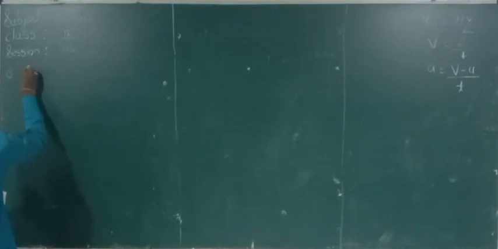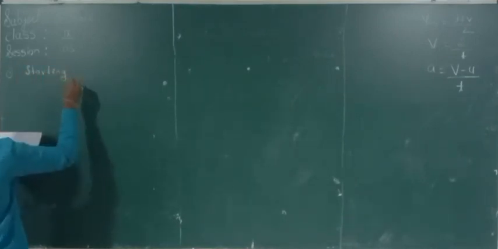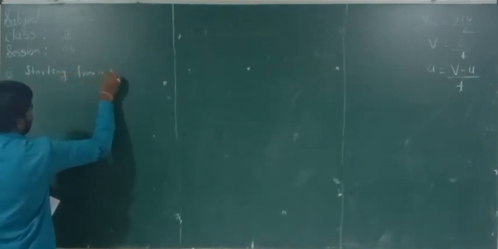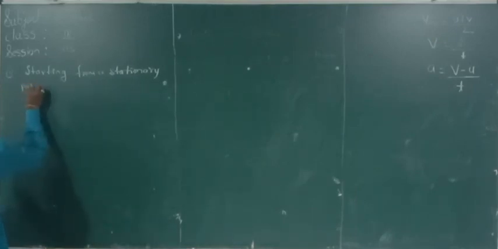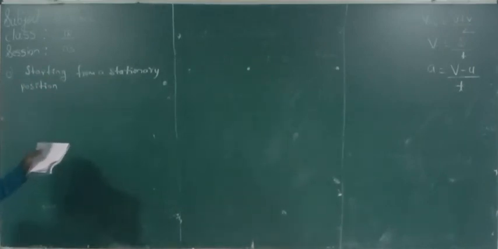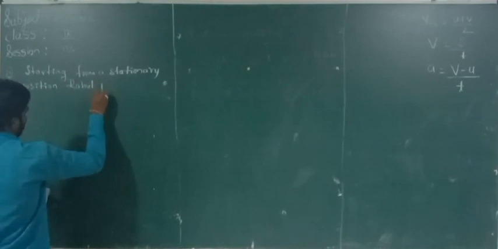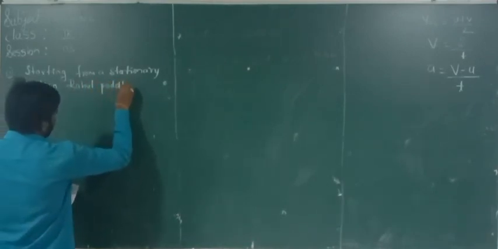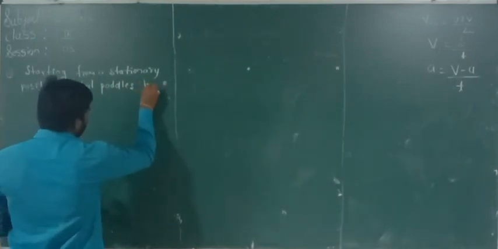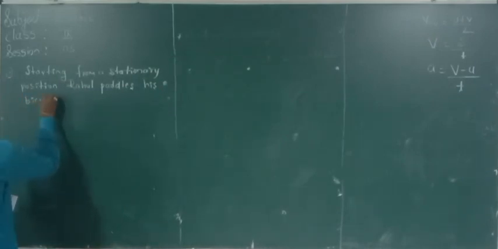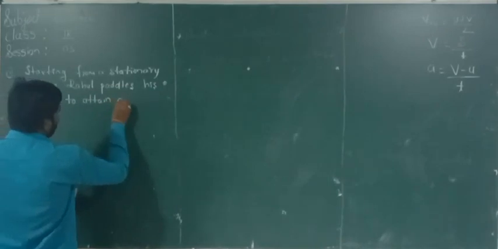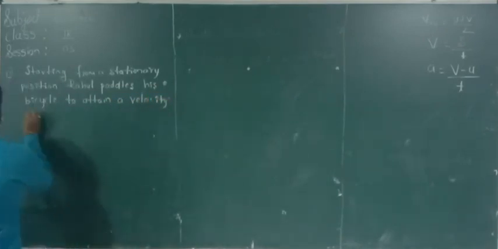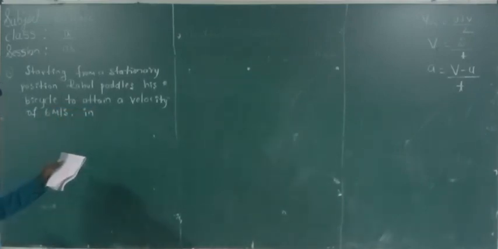Starting from a stationary position, Rahul pedals his bicycle to attain a velocity of 6 meter per second in 30 seconds.